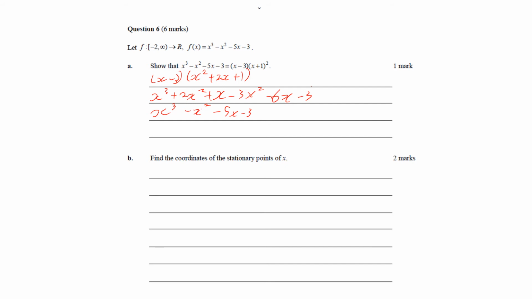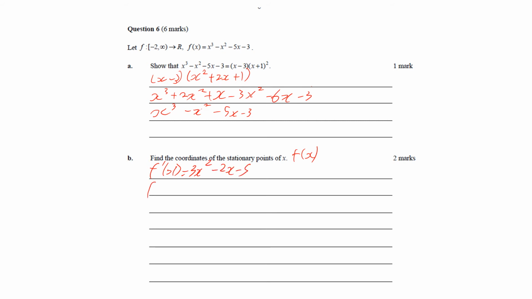This next one is not so good. We've got to find the coordinates of the stationary points of x. Well, this should probably read f of x rather than the stationary points of x. Anyway, we need to find the stationary points of this function f of x. Anytime you see the words stationary point, you go straight to the derivative and you find when that derivative is equal to 0. So f dashed of x is going to be 3x squared minus 2x minus 5.